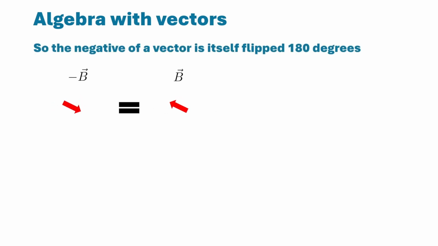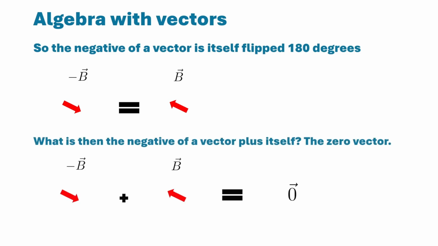So the negative of a vector is itself just flipped 180 degrees. What is then the negative of a vector plus itself? It's this thing called the zero vector, because any vector added to this zero is just itself.